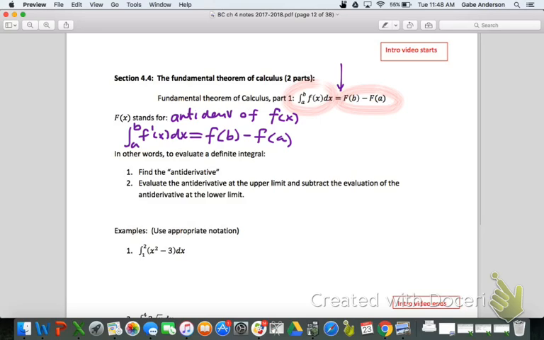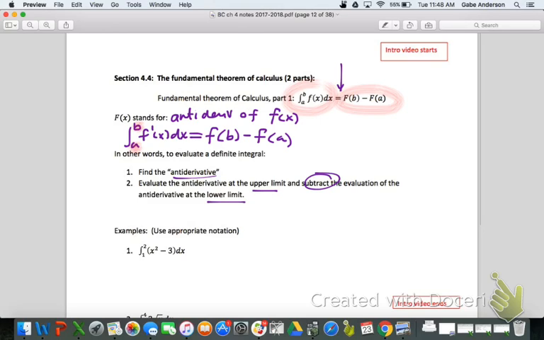So in other words, if you're going to try to evaluate a definite integral, and again I want to emphasize that a definite integral is characterized by having these limits of integration, the a and the b, you find the antiderivative first, and then evaluate the antiderivative at the upper limit, and the antiderivative at the lower limit, and then subtract. Find the difference in that order.